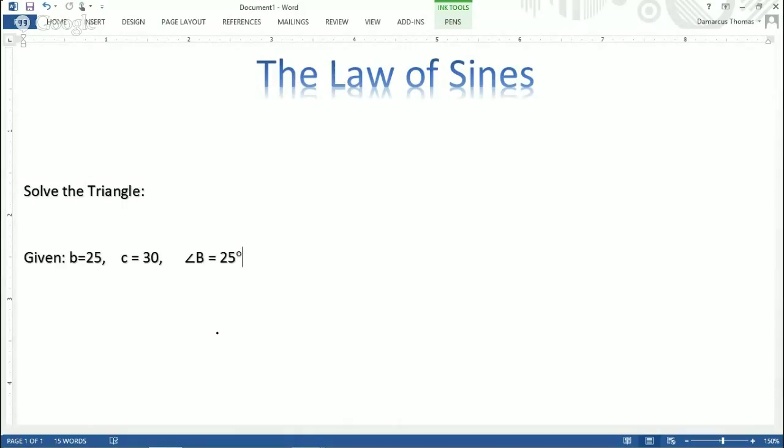I am going to go over the law of sines. And so we actually have a problem. It says solve the triangle, and that's pretty much all they're asking us to do is to solve a triangle. Identify all of the angles of a triangle and all of the missing sides.